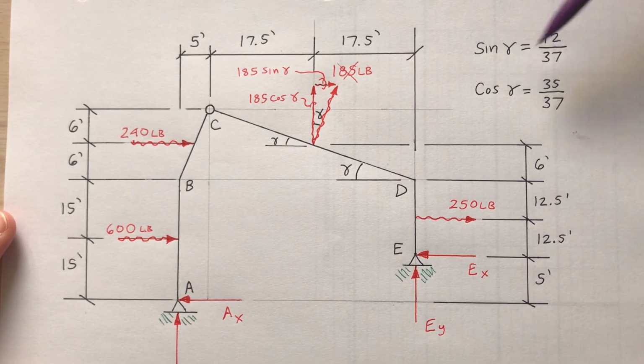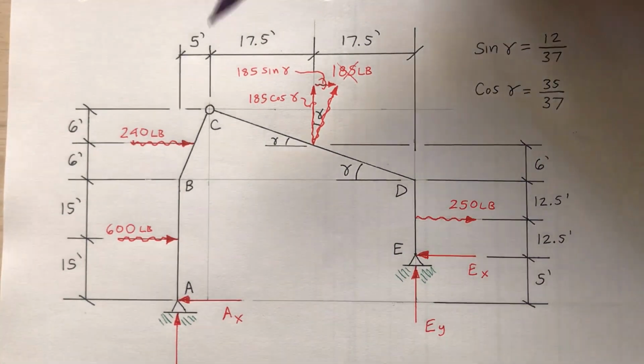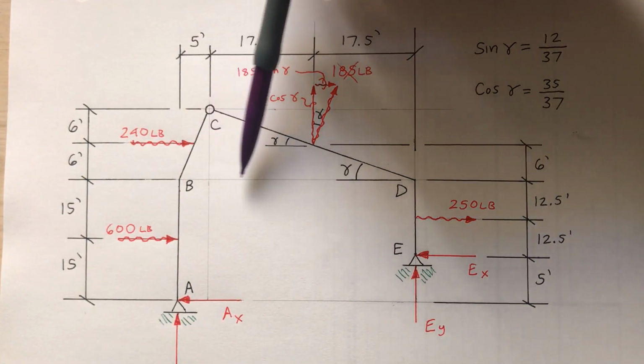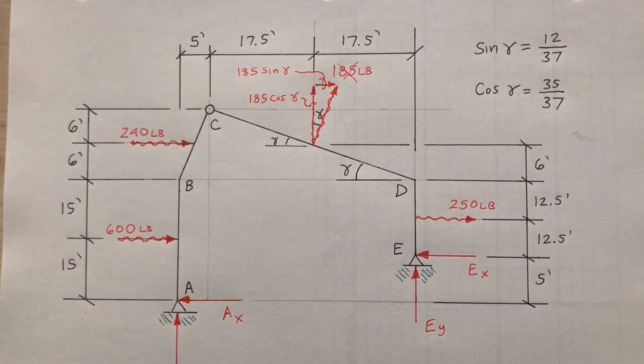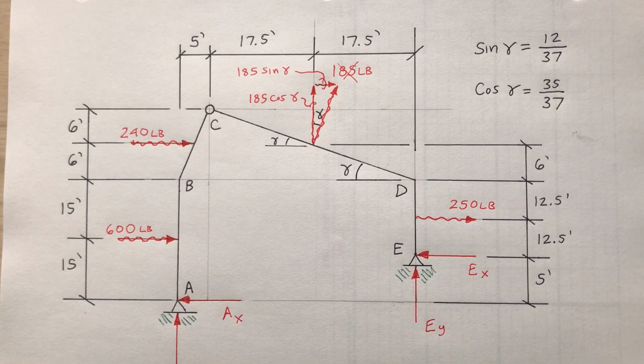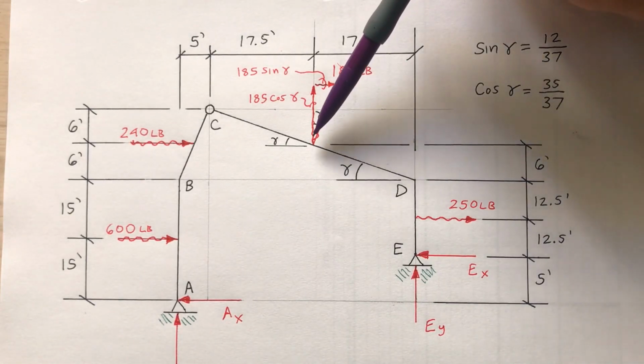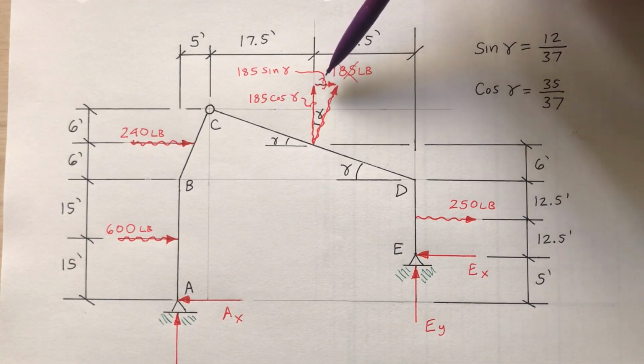Also notice off to the side here, since I've got a Pythagorean triple, this is a Pythagorean triangle. Because I've got a Pythagorean triple in the numbers 35, 12, and 37, I'm able to find the sine and cosine of angle gamma exactly, 12/37 and 35/37. So I might need this information in a few moments. So now I've got the 185 cosine gamma vertical, 185 sine gamma horizontal.